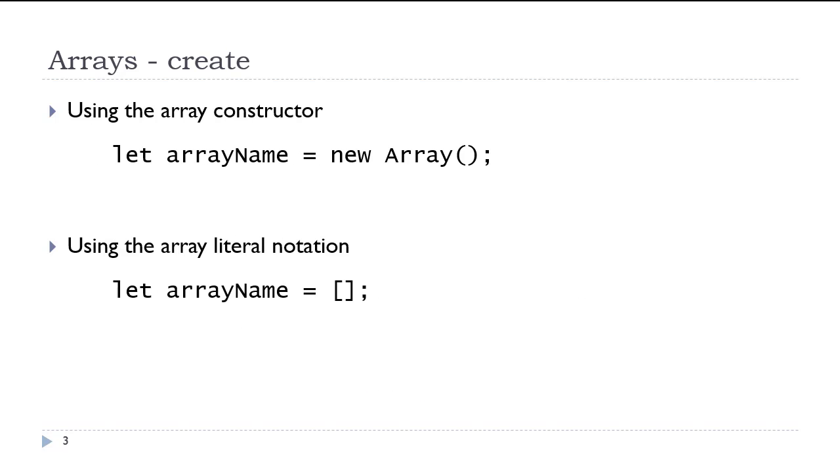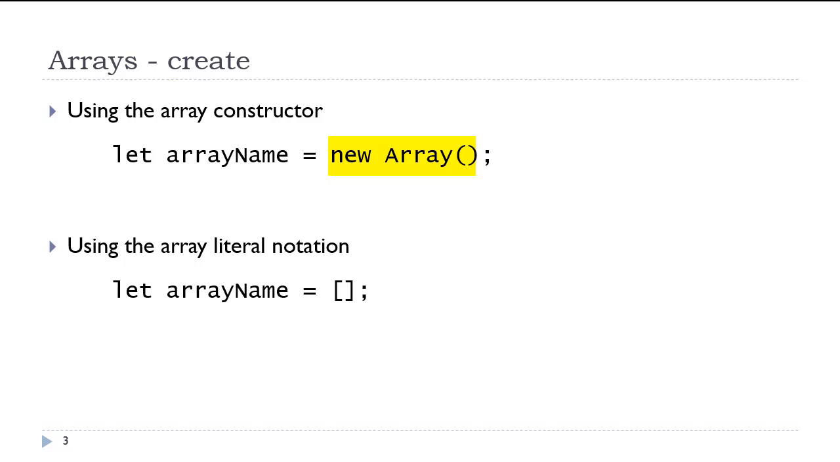There are two ways to create an array. One way is using the Array Constructor. So let's take a look at the syntax. Here I have my let keyword, and I am declaring a variable called array name. That would be the name of my array. On the right-hand side of the equal symbol, or the assignment operator, I have the keyword new, followed by Array with two parentheses.